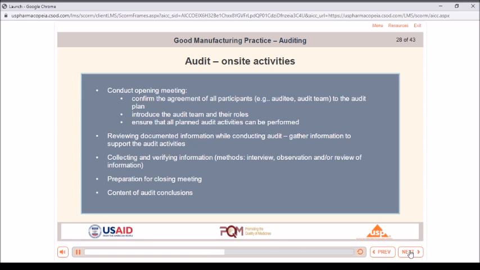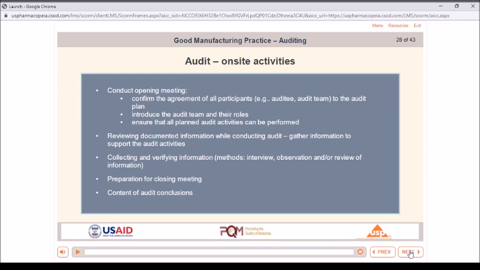Reviewing documented information while conducting audit. Gather information to support the audit activities. Collecting and verifying information. Methods: interview, observation, and/or review of information. Preparation for closing meeting. Content of audit conclusions.